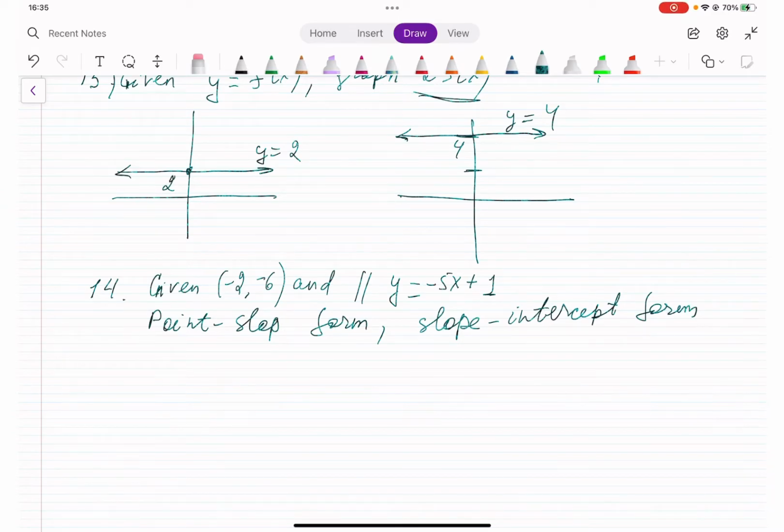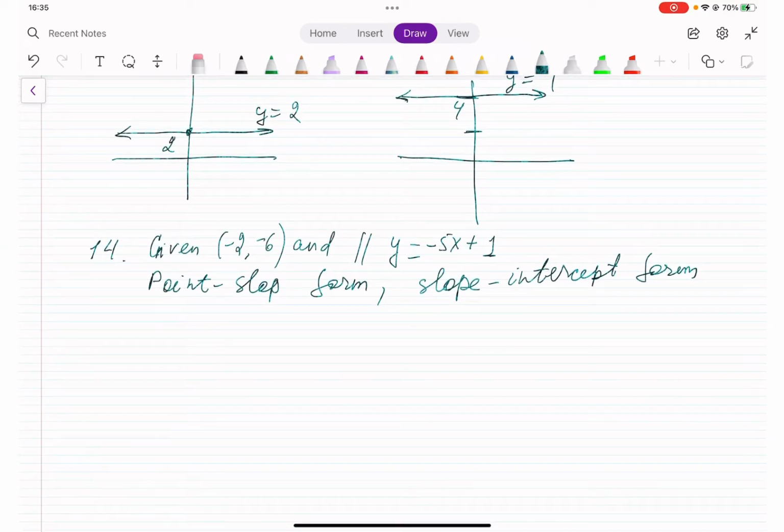Okay, let's solve it. So first of all, what is our slope here? From this format, slope-intercept format, y is equal -5x plus 1, the slope is going to be -5. You have to have it in this format only, y is equal mx plus b. In other formats, the coefficient of x cannot be counted as a slope.